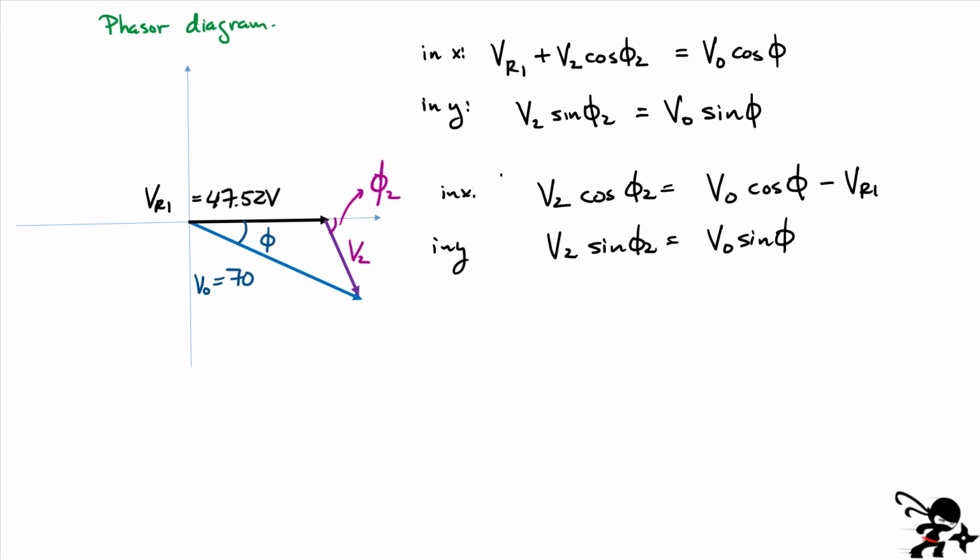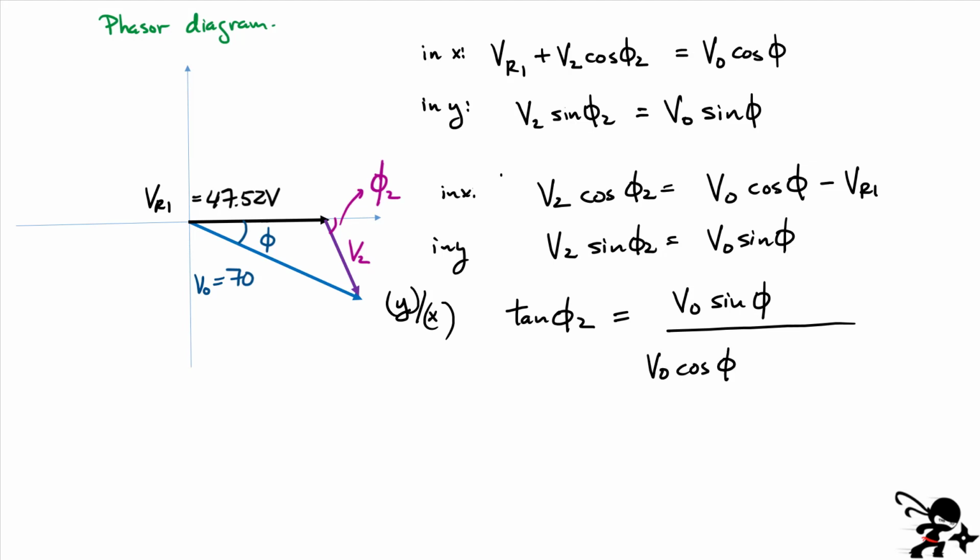Okay, now in order to get phi 2 by itself, what you can do is take equation y and divide it by equation x. So what that does, it's going to eliminate this amplitude V2, and you're going to be left with tangent of phi 2. That's convenient. And on this side, now you have to be a little bit careful. Sine of phi, then divided by a more complicated denominator term that has two terms. But these are just numbers at the end of the day. We're not trying to do everything algebraically.